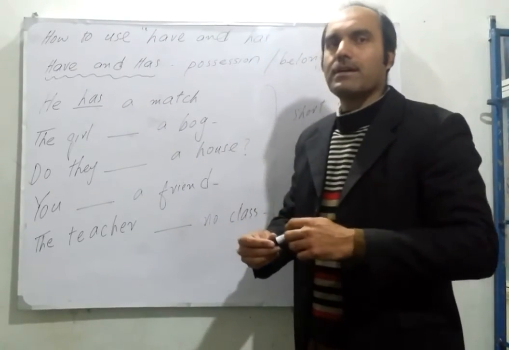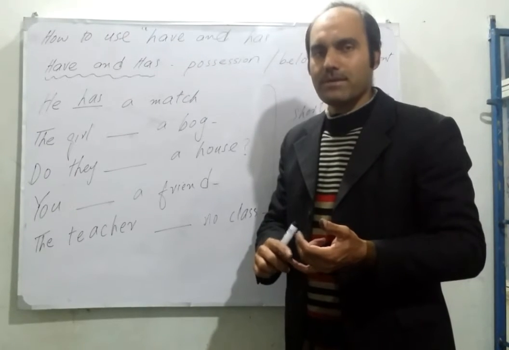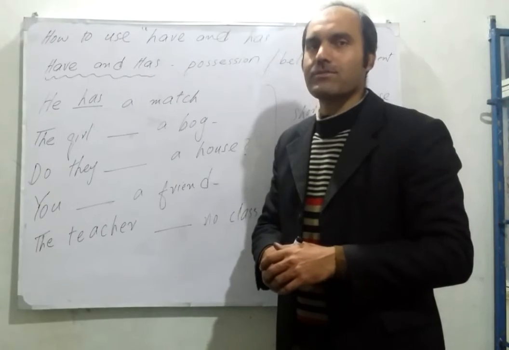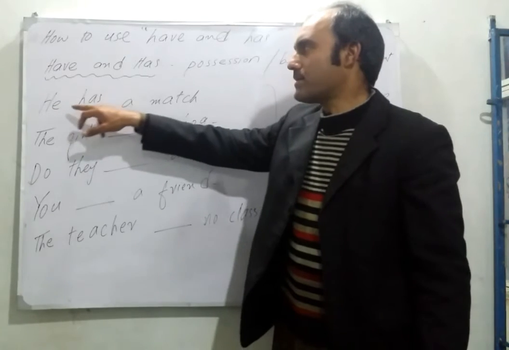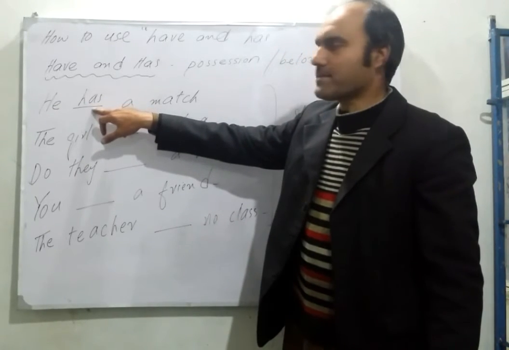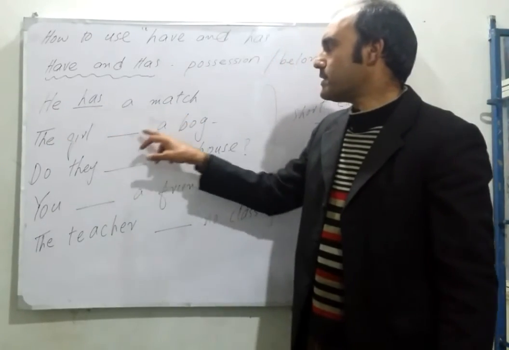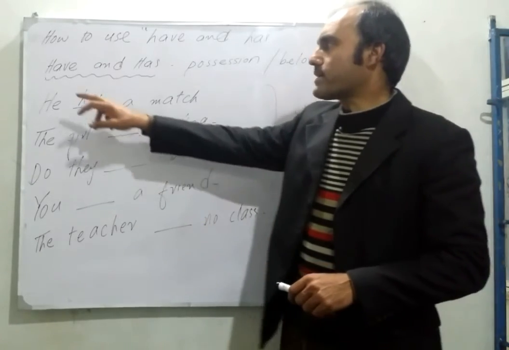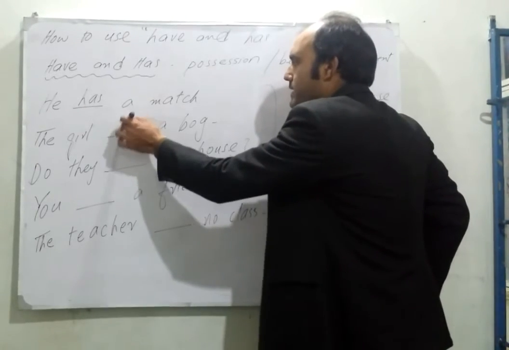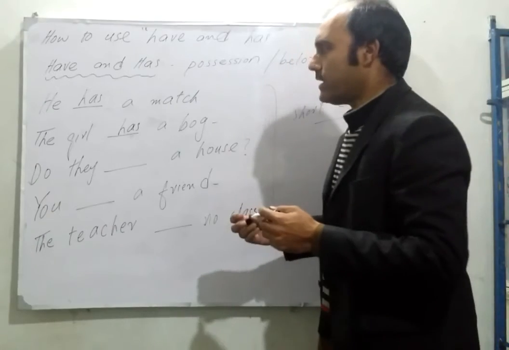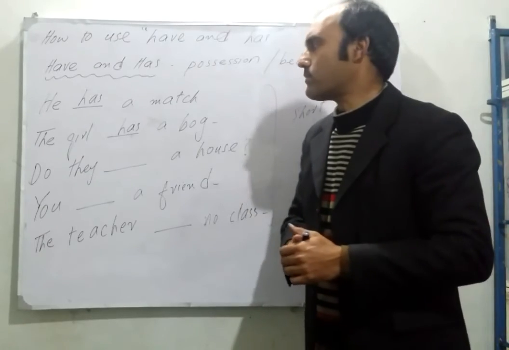in the previous session you learned that whenever you have he, she, it, or singular nouns, with them we can use has. So we have he here, so it is important for us to put has. He has a match. Now come to this example. The girl dash a bag. Which one is correct? Have or has? Has is correct. We need to put has because our subject is the girl. This is a singular noun. For a singular noun we can use has.